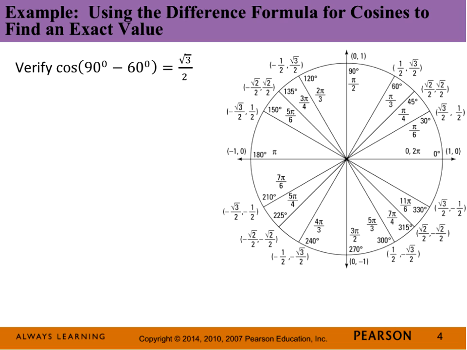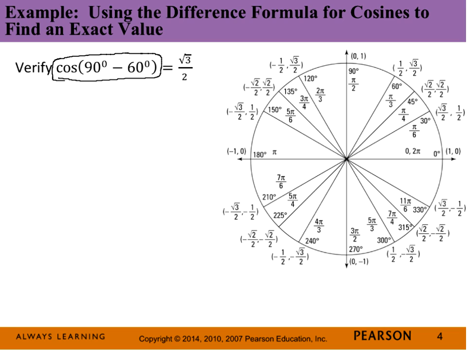Okay, so the first question here is asking us to verify that the cosine of 90 degrees minus 60 degrees is equal to the square root of 3 over 2. So all I'm going to do is take the cosine of 90 degrees minus 60 degrees and use my difference cosine formula to see if, when I simplify that expression, it comes out to be the square root of 3 over 2.